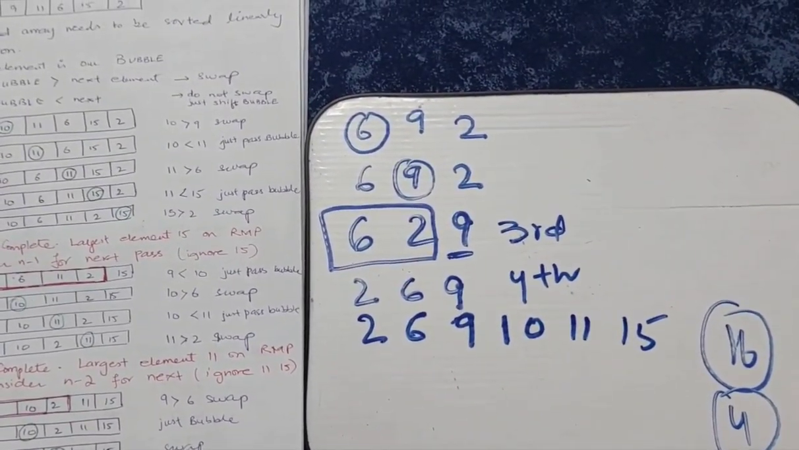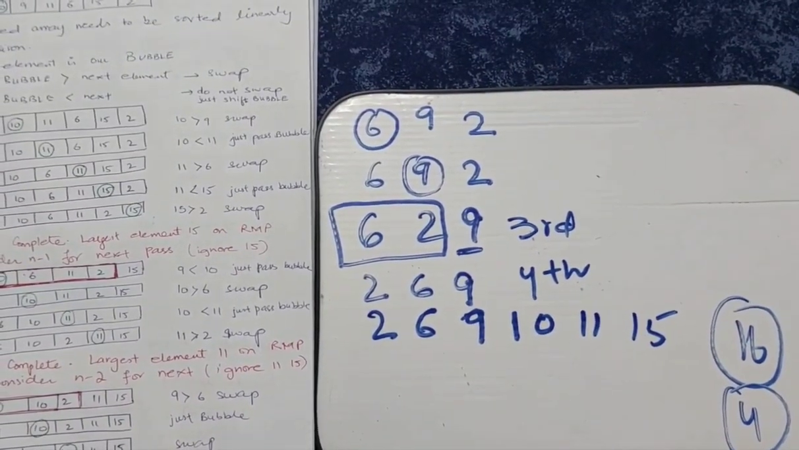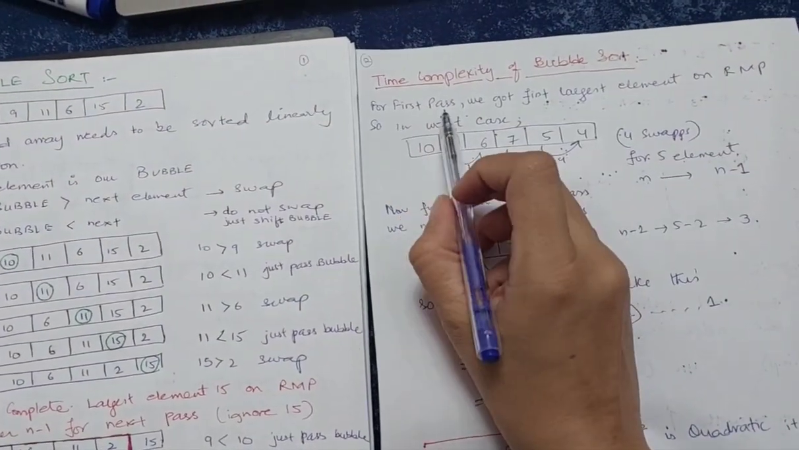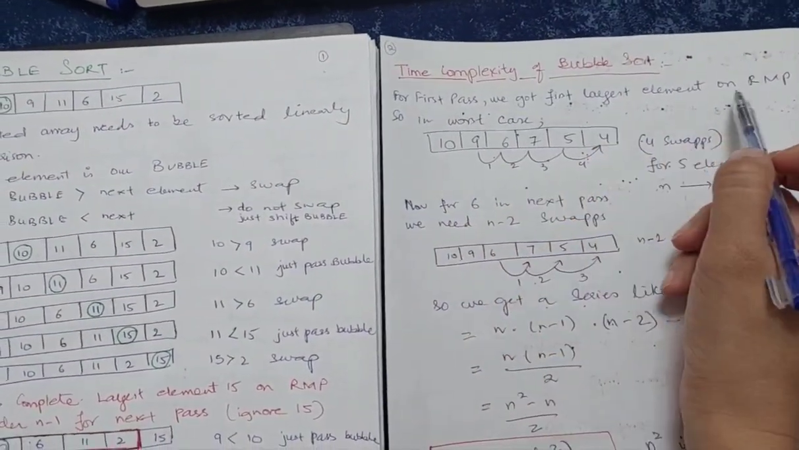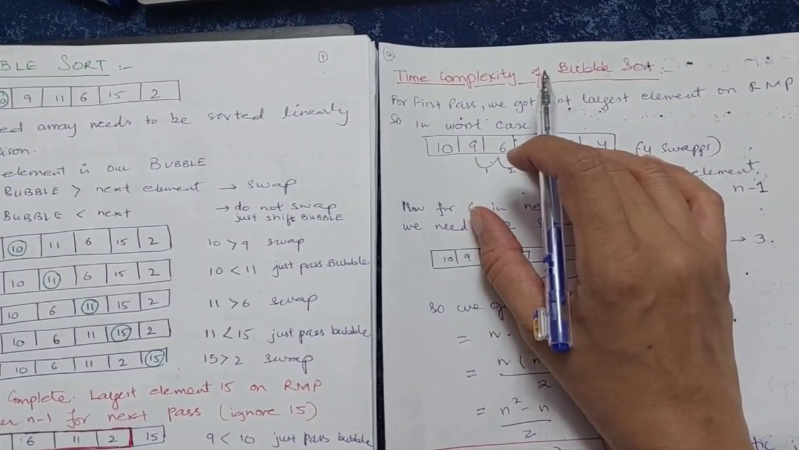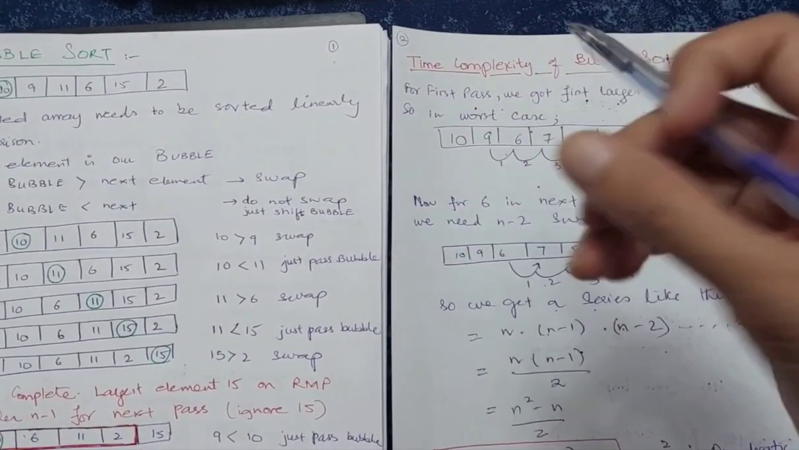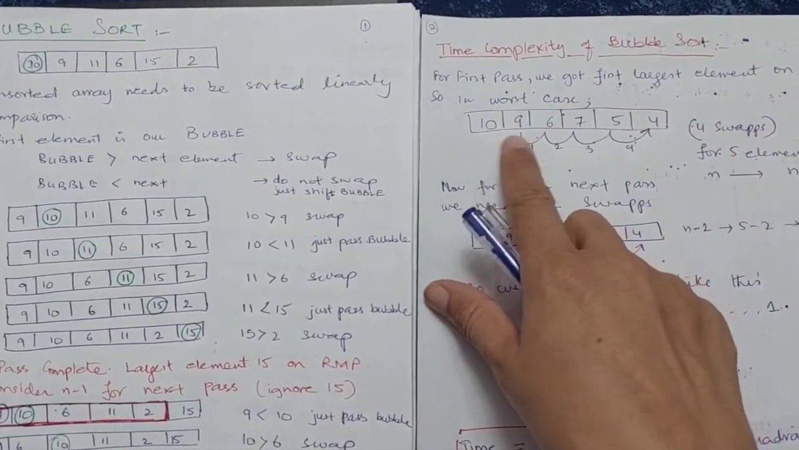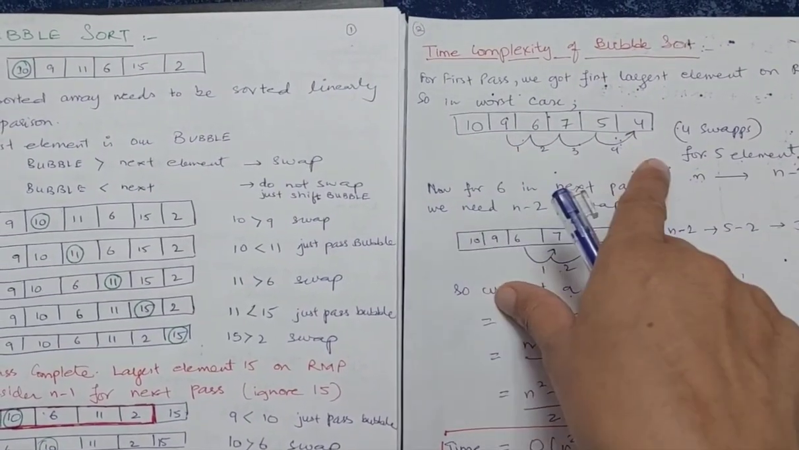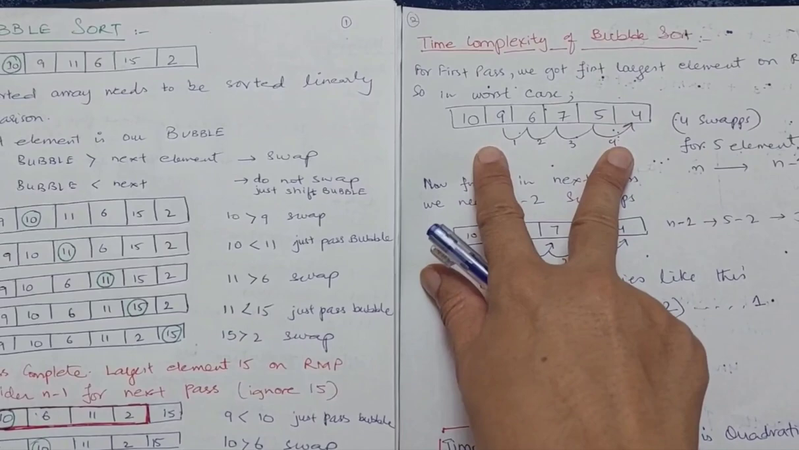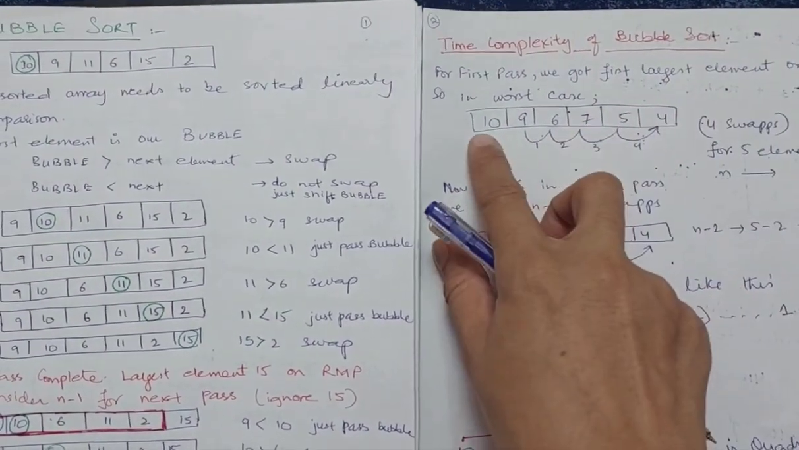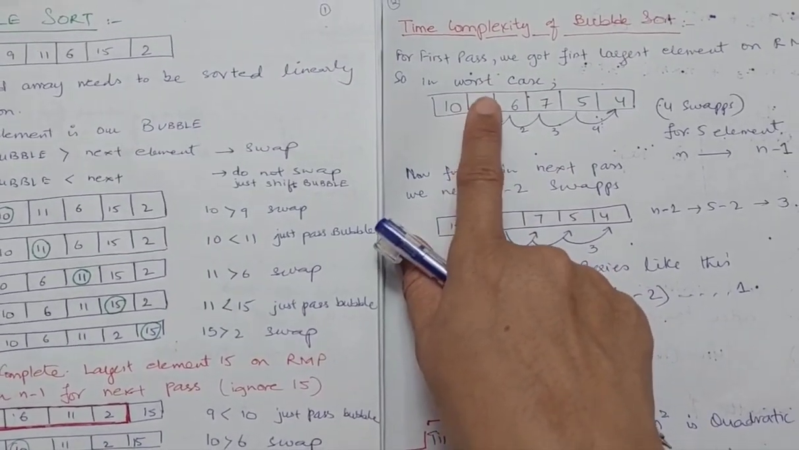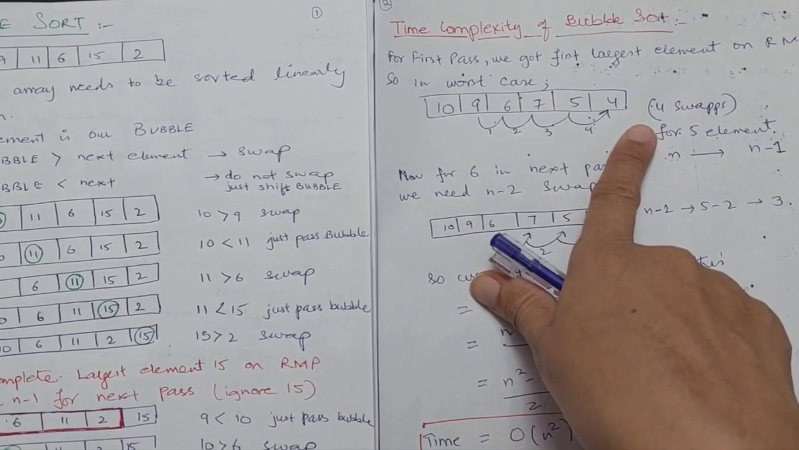And another thing that can be asked from you is the time complexity of bubble sort. Time complexity, you can see that when you did the first pass, for your first pass, we got first largest element on the rightmost position. So the worst case is that in which you are given the most unsorted data. Most of the times you might be given the very, very large elements on your left hand side and very, very small elements on your right hand side. So just consider that you have been given a worst case in which your largest elements are placed on the left hand side. You will be saying, oh my god, but I have to shift all of them to the right. Okay, so this is my worst case.